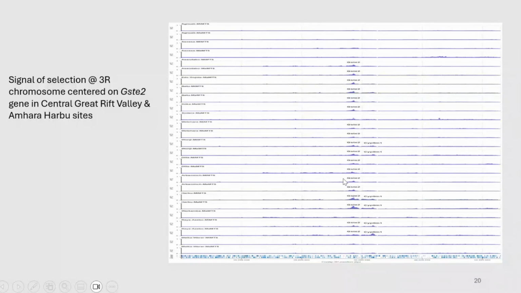In addition to that, the CYP9M1 gene, which is also assigned to confer resistance, is also found under selection, but the selection was weak. It is not as strong as the other genes that we have seen on chromosome 2R.